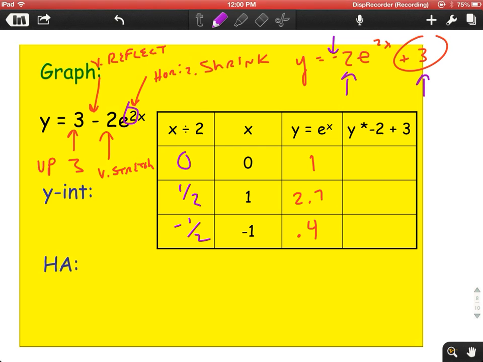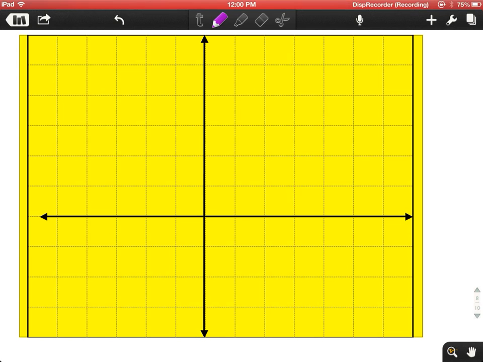So this is actually just going to stay 1. This will become negative 5.4 plus 3, so that'll be negative 2.4. And then this will become negative 0.8 plus 3, which will become 2.2. So let's see what happened to the horizontal asymptote and the y-intercept. So some quick graphing here. So we've got 0, 1, we've got 1 half, negative 2.4, and we've got negative a half, 2.2.